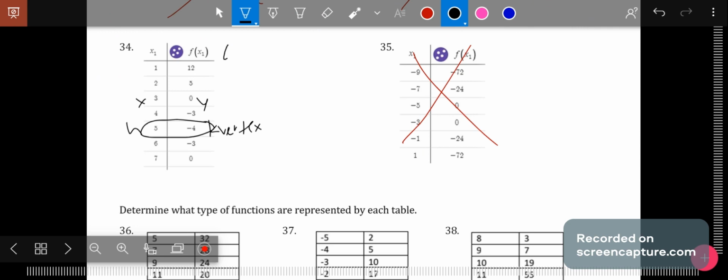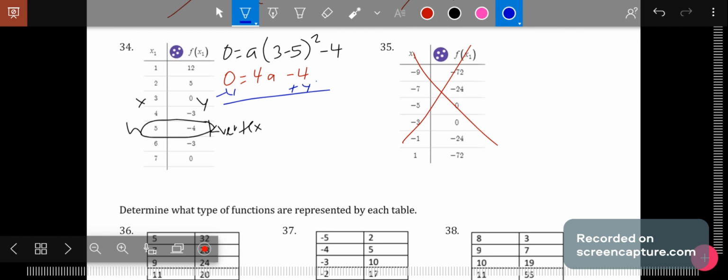If our y value is 0, we don't know our a. Our x is 3, h is 5, squared plus k. 3 minus 5 is negative 2. Negative 2 squared is 4. So we have 0 equals 4a minus 4. To solve this, we're going to add 4 to each side. So you get 4 is equal to 4a. Divide each side by 4. So a in this problem will equal 1.